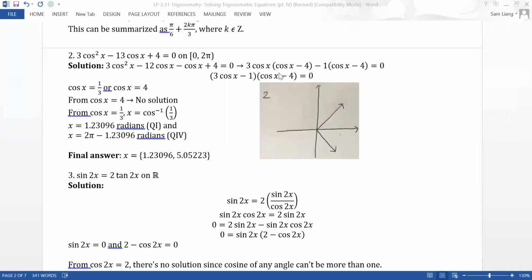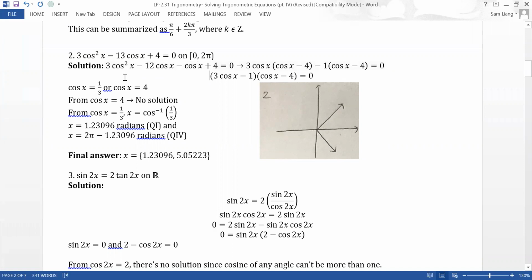Okay, good. Yeah, so you can factor it through that method. The way I did it in class before was the AC method. But yeah, you can split -13 cosine x into -12 cosine x minus cosine x, right? And then factor by grouping, right?